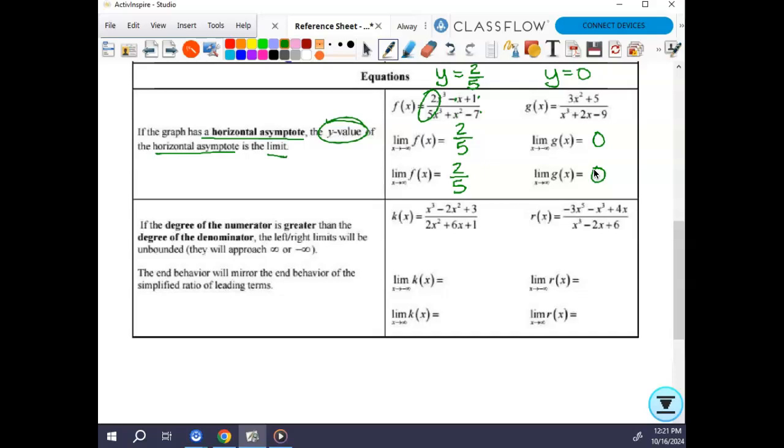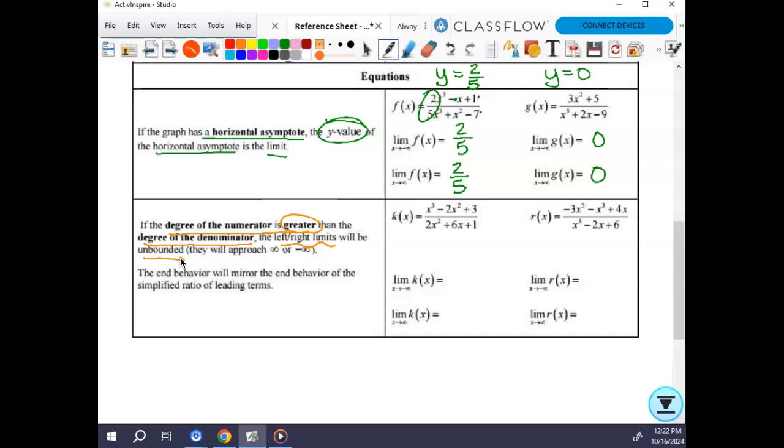All right, so that was a tied in degree and a bottom heavy, so we're going to get to a top heavy. If the degree of the numerator is greater than the degree of the denominator, then the left and right limits will be unbounded. So we're going to the infinities, not to a number. And specifically, you kind of have to know two things about it being top heavy. One is how you get a slant asymptote, and then some specifics about slants.